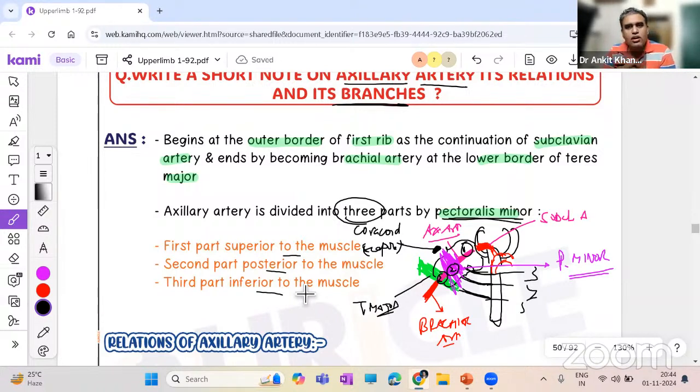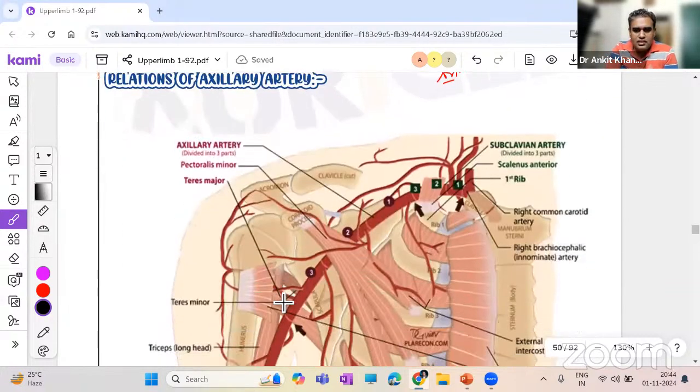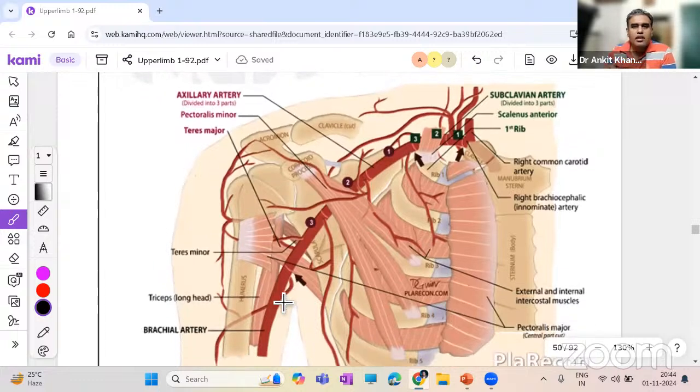See, branches and all can be easily learned. I'll tell you the trick also, but this basic thing you have to understand a bit in the beginning. This is the image over here. Now let us try to delineate some of the names. This over here is the artery. You can see the axillary artery over here. And this is the muscle P minor.